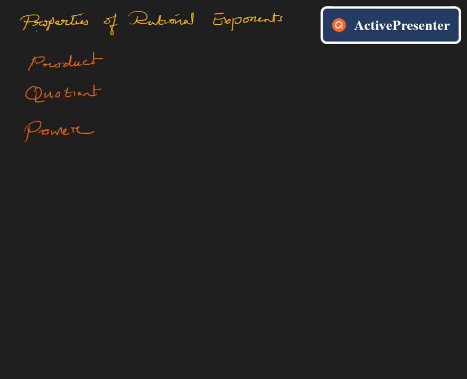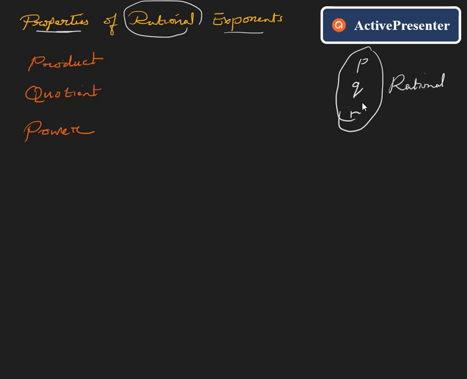Now let's discuss the properties of rational exponents. We studied before the properties of exponents in general. However, this is similar and doesn't differ at all from the properties you studied before. So let's assume that p, q and r are rational numbers, and let's assume now a and b are positive real numbers. Let's see the properties together.